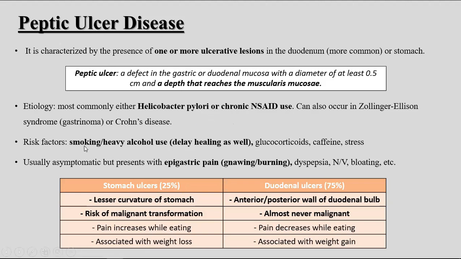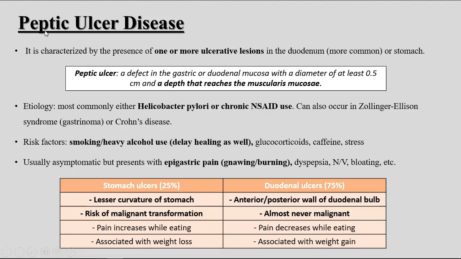So risk factors, obviously smoking and heavy alcohol. Both of these don't actually cause peptic ulcers, but if you already have peptic ulcer disease, it can be very hard for you to heal if you are a chronic smoker or a heavy alcohol drinker, because they delay healing. Other than that, glucocorticoids, caffeine, and stress are all risk factors for peptic ulcer disease as well.